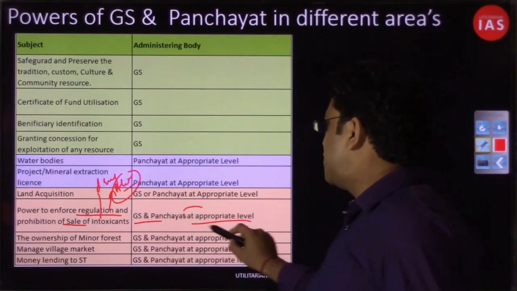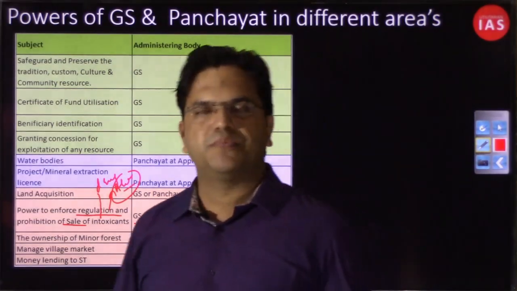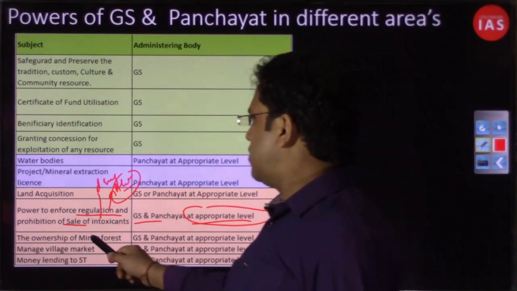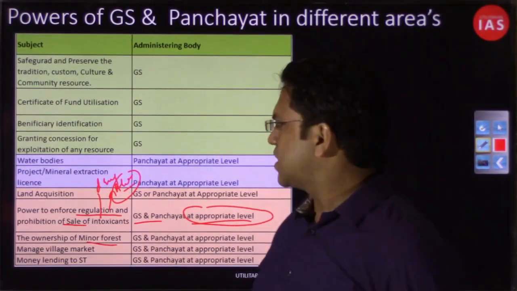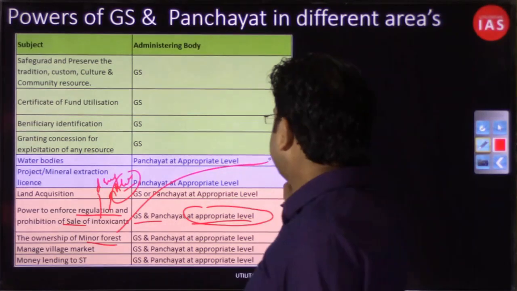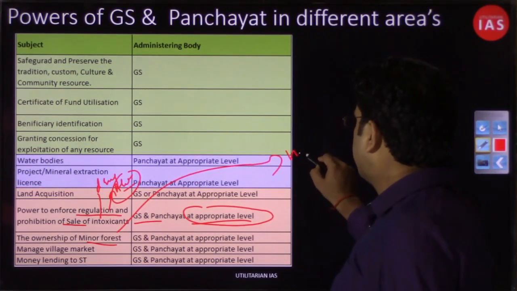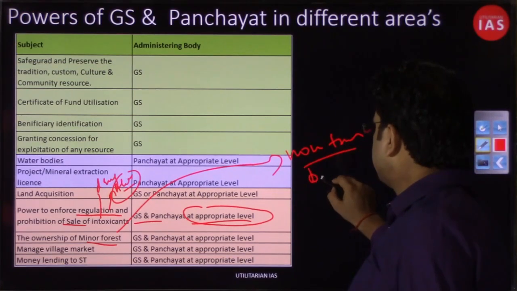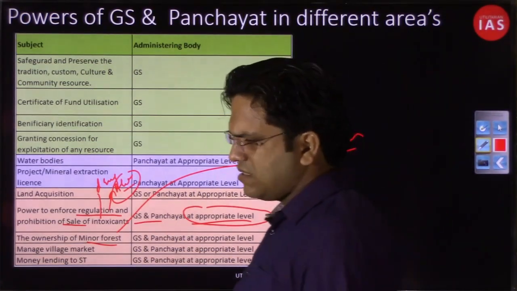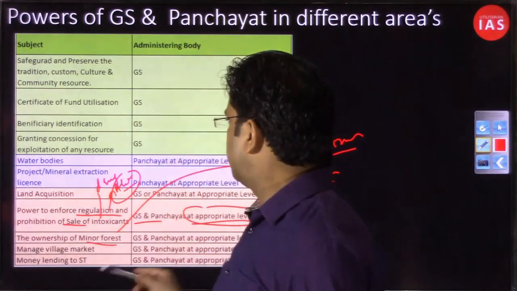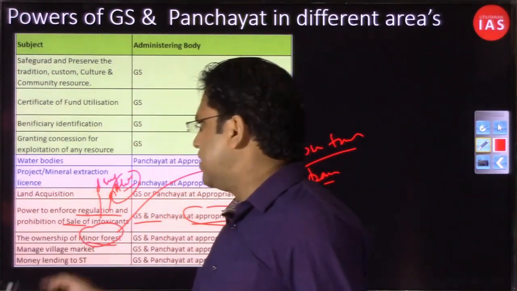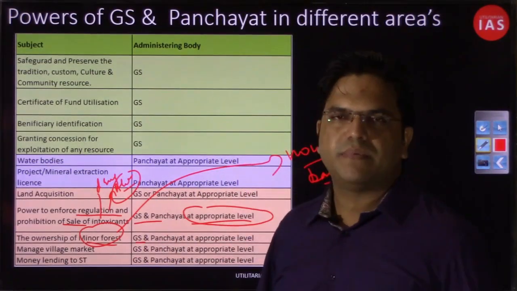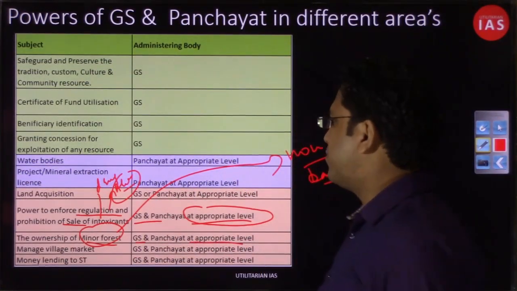And as I already told you, this phrase Panchayat at the appropriate level has been used very cleverly by various states. Over the minor forest, right? What kind of minor forest? What are the elements that fall under this minor forest? You have these non-timber products like bamboo, fruits, roots, and wood collection. All those things will fall under this minor forest category. Now the ownership of this minor forest will be decided by the Gram Sabha, or again Panchayat at the appropriate level.